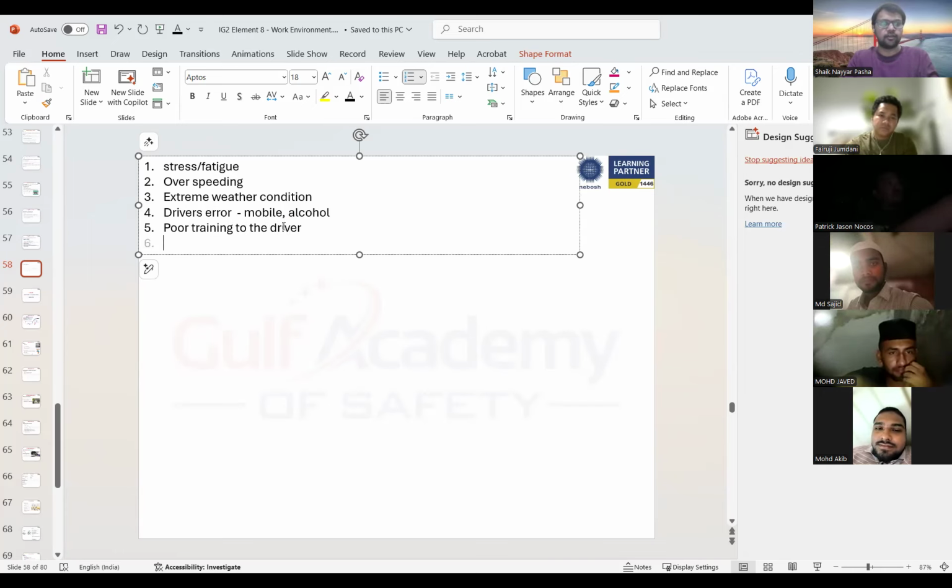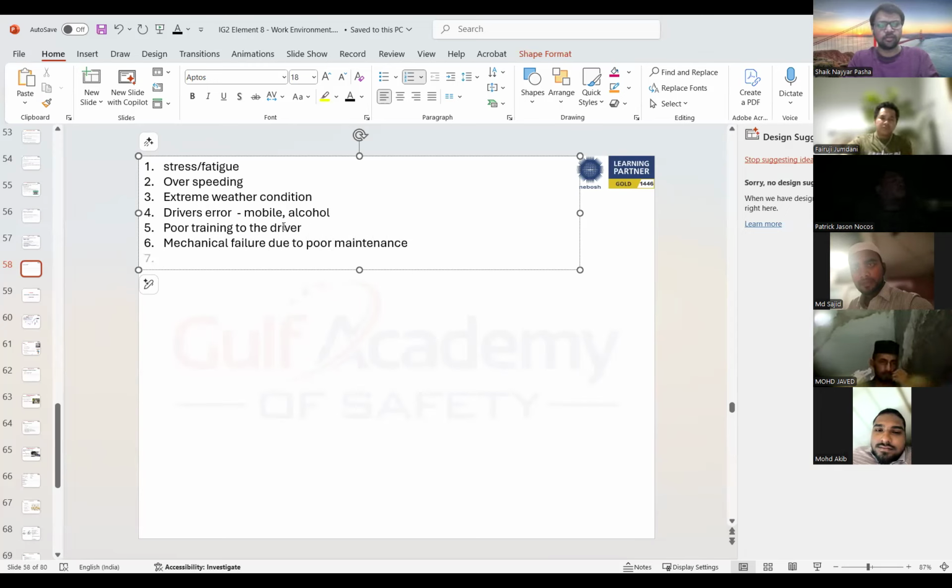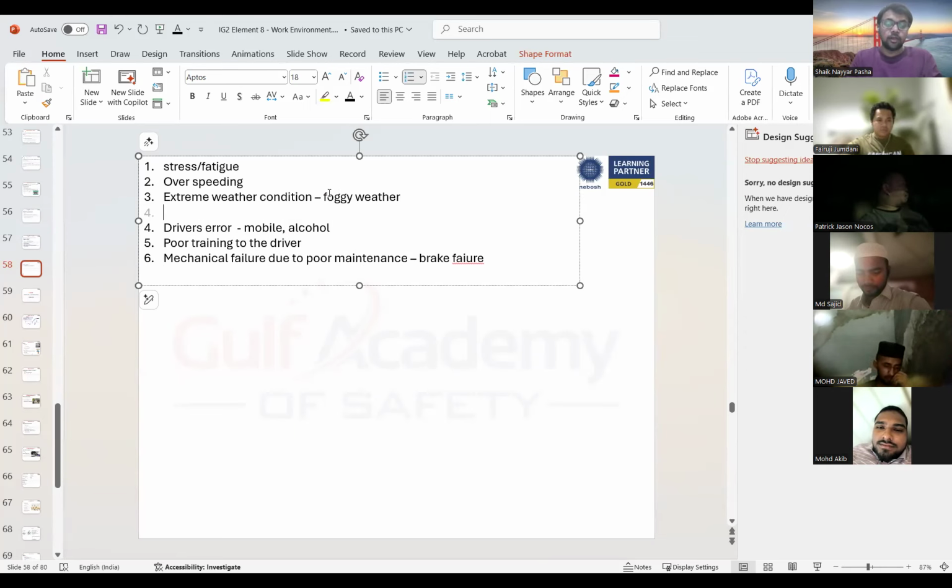Okay. Mechanical failure due to what? Lack of maintenance. Failure due to poor maintenance. Brake failure, or foggy weather, extreme weather conditions. It will come under extreme weather conditions. Or overloading the vehicle. Poor lighting, particularly at night time, this could happen.